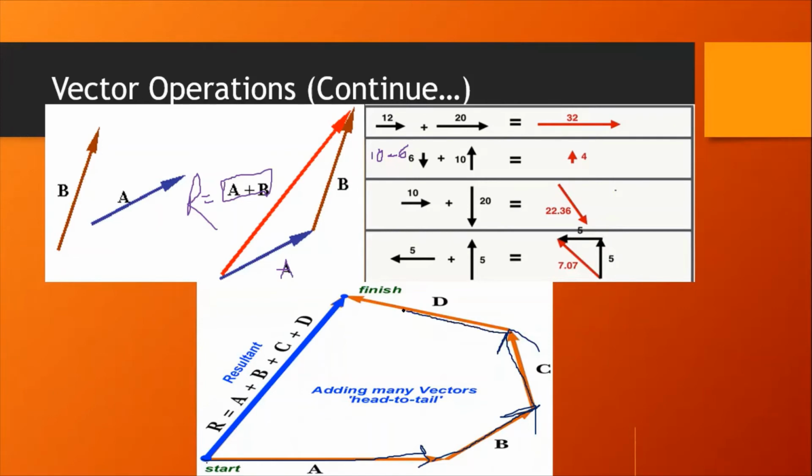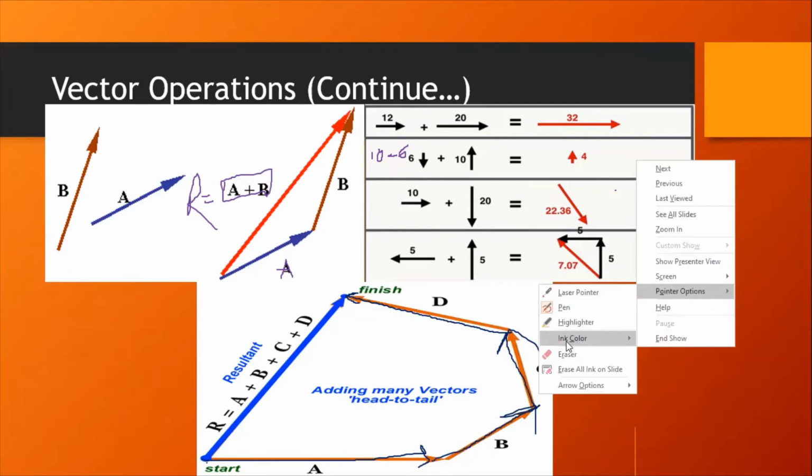Then there is a tail of vector D and head of vector D. And when you add all these, you will get the resultant R equals A plus B plus C plus D. So tail to tail and head to head is joined by this. Adding many vectors, the head to tail rule method, obviously you know it. You have already studied it.